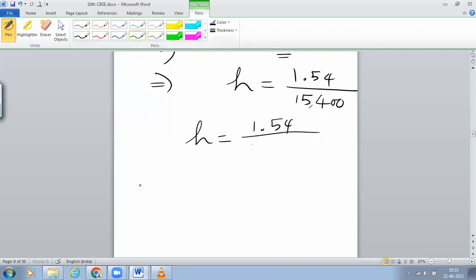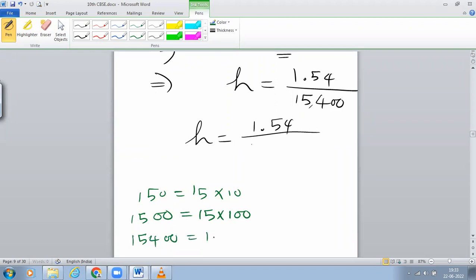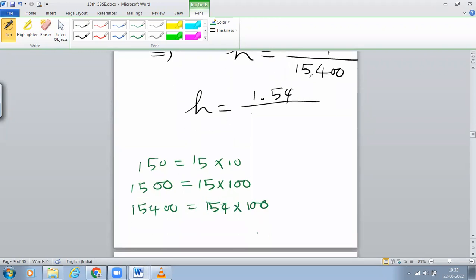Before that, I'll explain a simple thing for you. 150 can be expressed as 15 into 10. Is it correct? Yes or no? Yes, sir. Likewise, 1,500 can be expressed as 15 into 100. You know this. Likewise, 15400 can be expressed as 154 into 100. Am I right? Yes, sir.